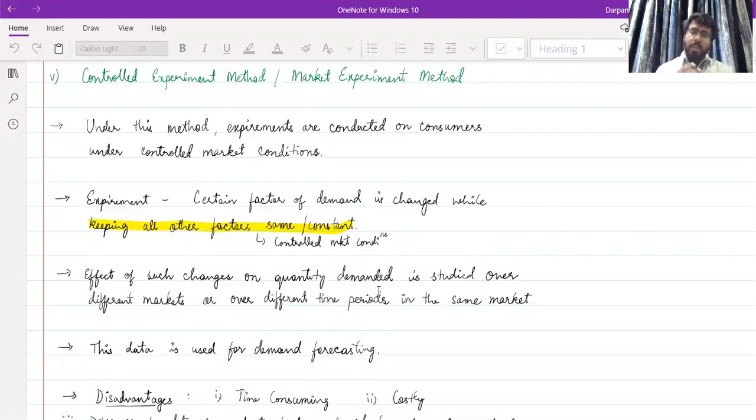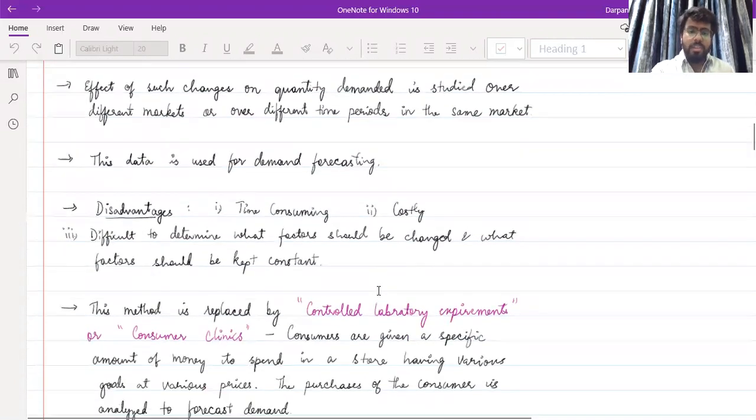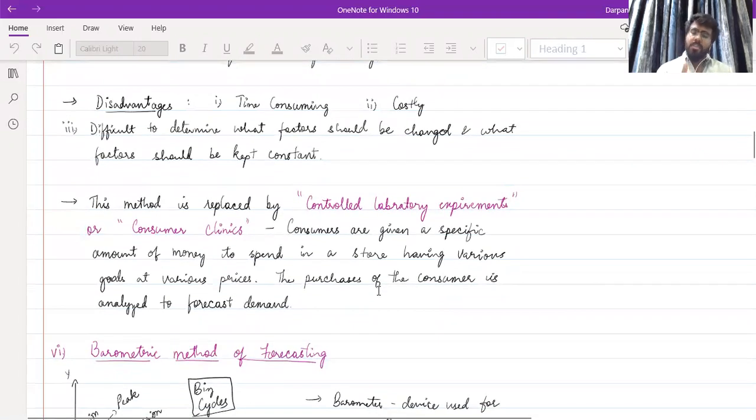And this thing you will apply in your future, that in future if I change my factor, how will my demand respond, correct? But this has disadvantages like being time consuming and costly, and you will not know what factors you should change and what factors you should keep constant.